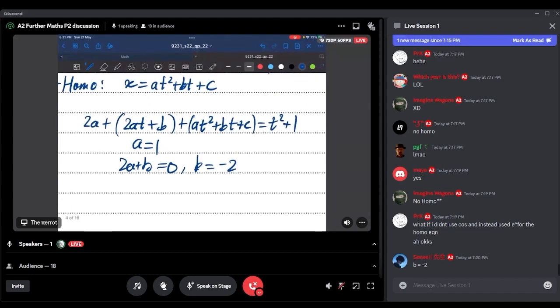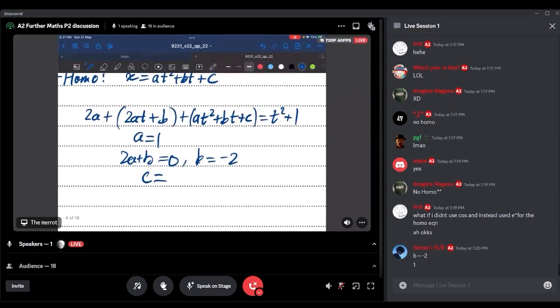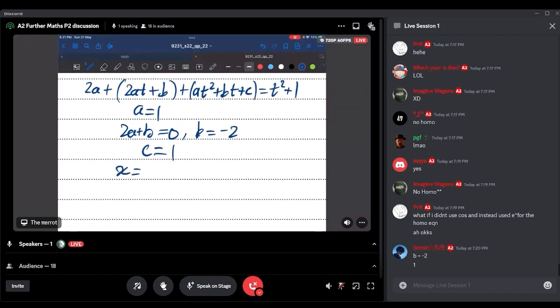And finally, what is c? We just have to take all the constant terms, 2a plus b plus c. Well, we know that 2a plus b has to be 0, so we don't care. So c has to be equal to 1. So that means our x is t squared minus 2t plus 1. And this is just t minus 1 squared, actually.